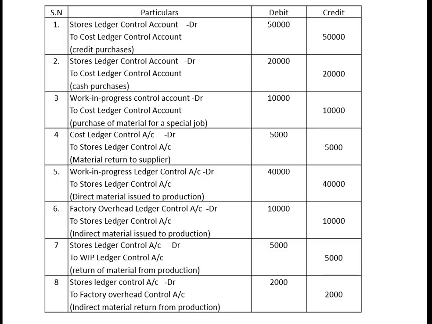The third entry is credit purchases for special job. You see, the material is purchased on credit basis, but it is not transferred to store department first, rather it is directly shifted to factory, or you can say workshop, where goods are being produced. So in this case, entry will not be store ledger control account, rather entry will be work in progress control account. Because material is not shifted to store, that's why work in progress control account debit to cost ledger control account. So amount of rupees 10,000.